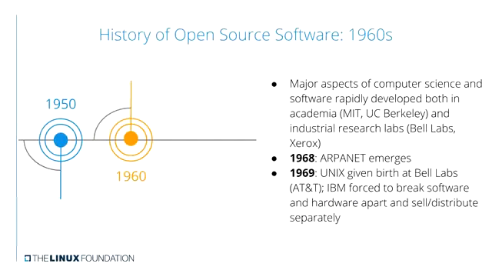In the 1960s, there were rapid advances in computer science, as well as rapid advances in hardware. These developed both in academic institutions such as MIT and Berkeley, and very important early research labs, particularly Bell Labs and Xerox. The internet was kind of born in 1968 with the beginning of ARPANET, and the Unix operating system began in 1969. Linux is a direct descendant of Unix.